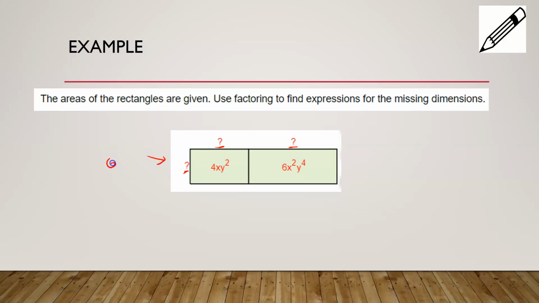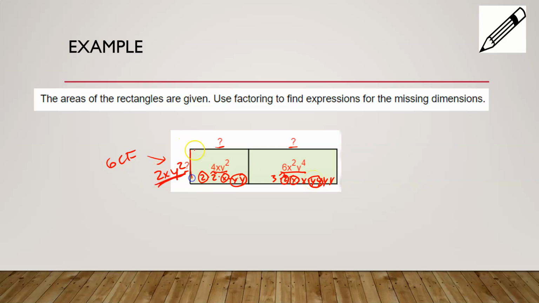So if I'm finding this side length, I'm finding the greatest common factor of 4x y squared and 6x squared y to the fourth. Well, if I use my strategy, this is 2 times x times y times y. This is 3 times 2 times x times 4 y's. Well, they have a 2 in common, they have an x in common, and they have 2 y's in common. So this side length would have to be 2xy squared. It's the greatest common factor of those.